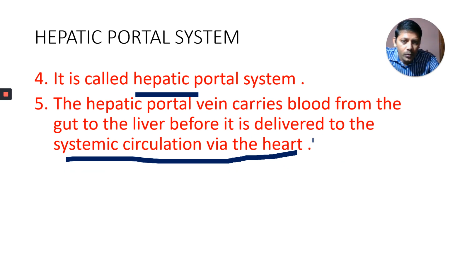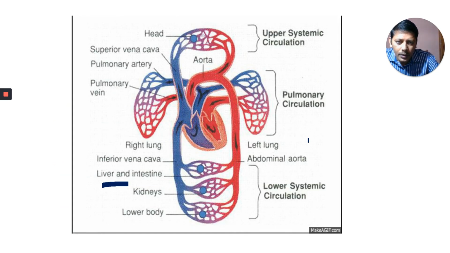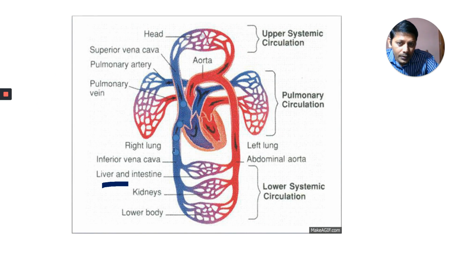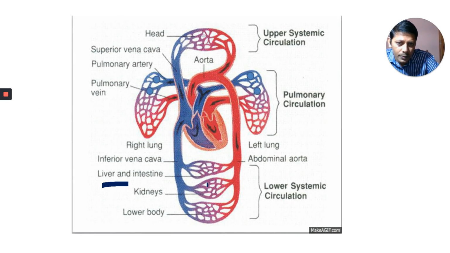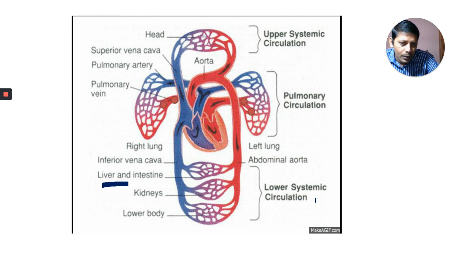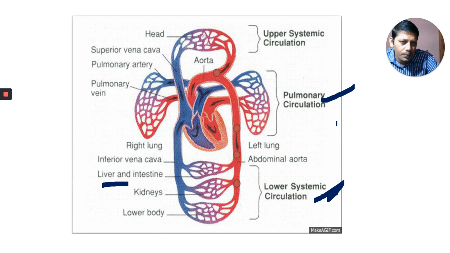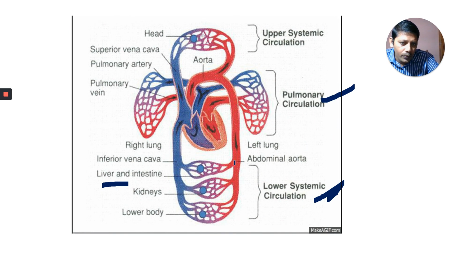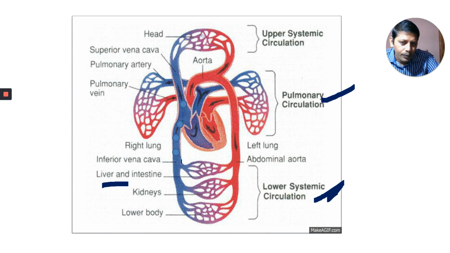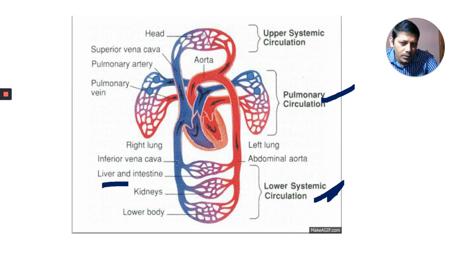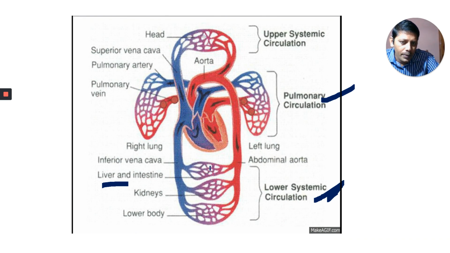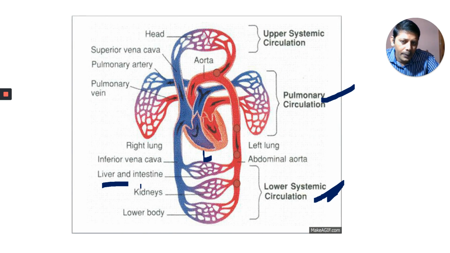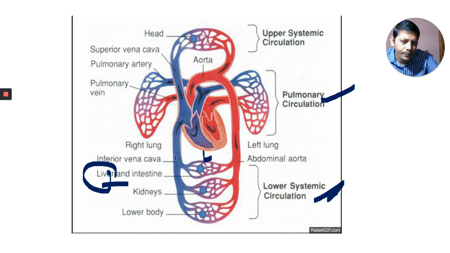before it is delivered to the systemic circulation. Just now we learned this is the systemic circulation. What is this one? Pulmonary circulation. Before blood is delivered into the systemic circulation, here blood is passing through the liver.